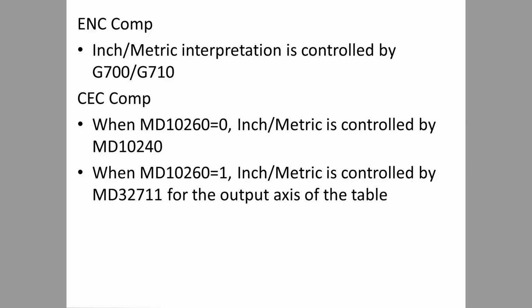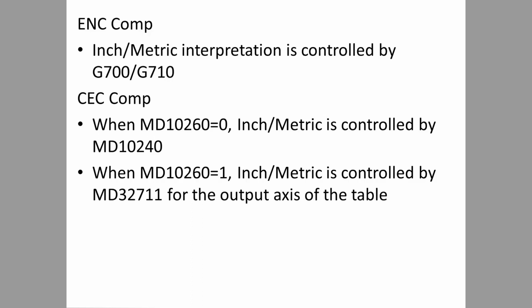I'm going to repeat something as a point of emphasis for the end users. Machine data 10260, the machine data which controls the conversion between inch and metric, is something that should generally be left alone by end users and should not be changed. The machine builder set this based on decisions that they made at some point.